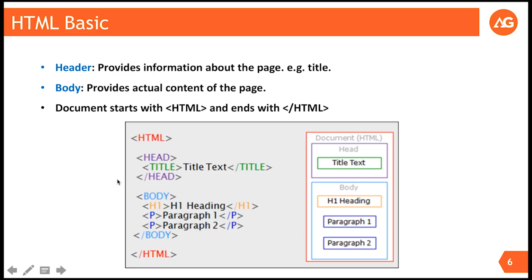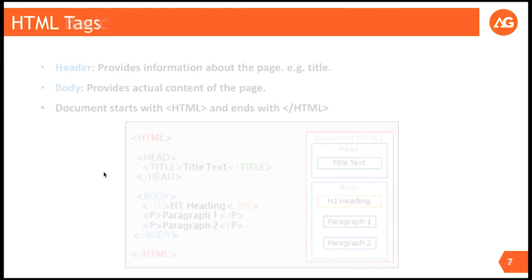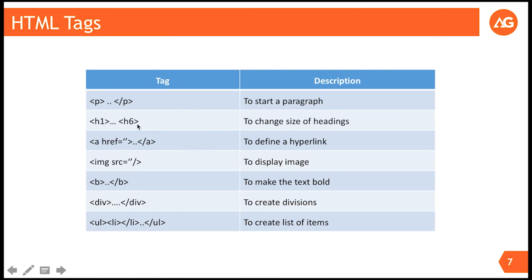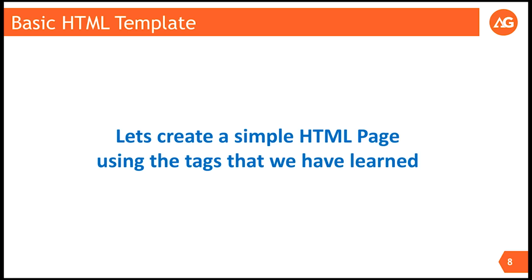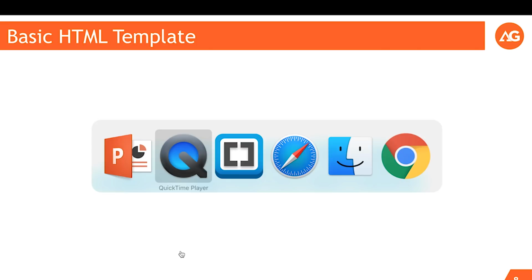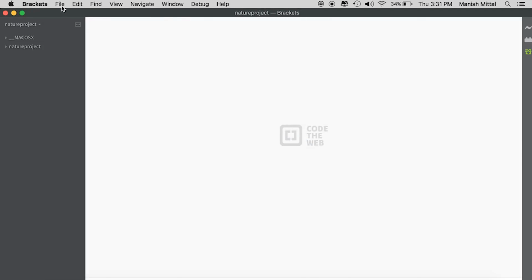So there are various lists of tags available in HTML, a few being paragraphs, headings, anchor link for creating hyperlinks, to embed images, to make your text highlighted, bold. To create sections on your web pages, you have div. And in case you want to create a list of items, you can use the ul and li tags. So with this basic understanding, let's go on and create a simple web page. Now, I'm using Brackets. It's up to you what editor you want to use. It can be of your choice. Brackets, Atom, Sublime Text, Eclipse, Microsoft Visual Studio, anything which you are comfortable with.